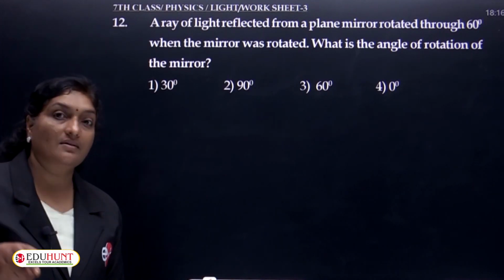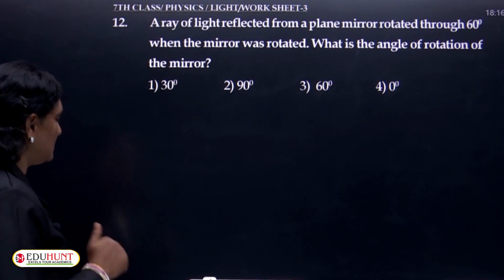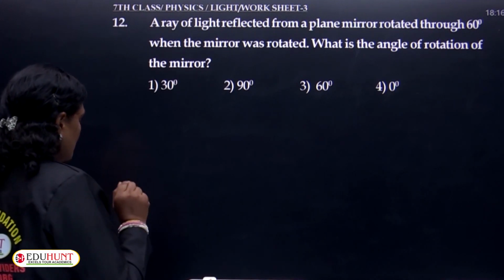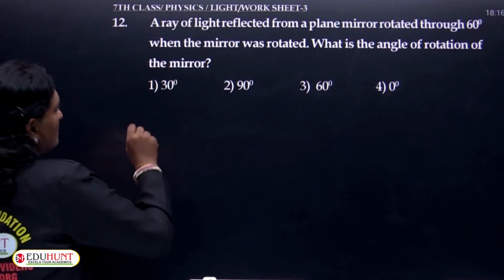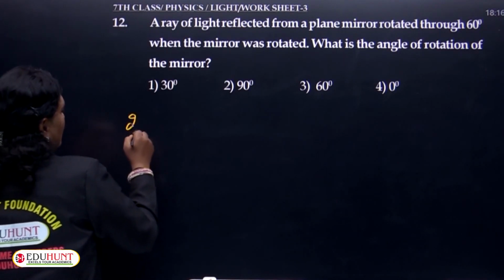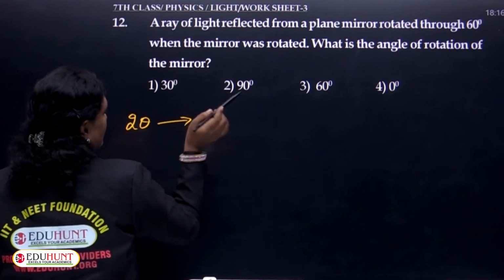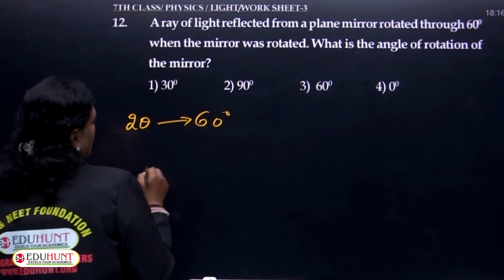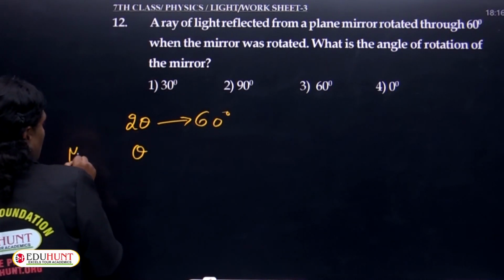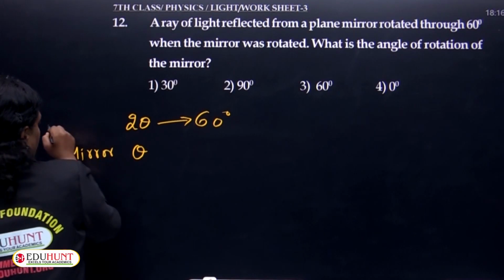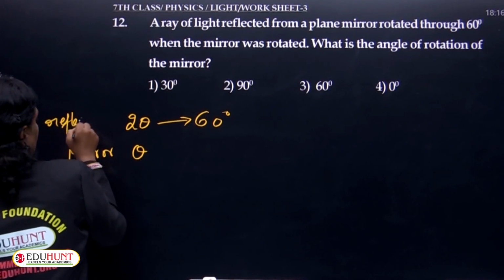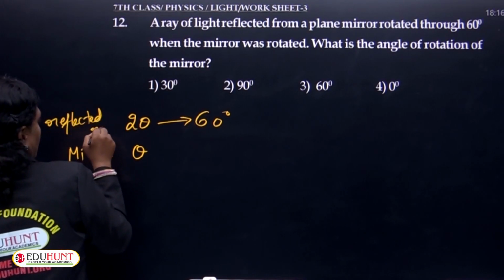Now, the reflected ray value is being given as 60 degrees. So, you are asked to find how much rotation. So, clearly the reflected ray, that is 2 theta, is given as 60 degrees. So, mirror rotation, this is all about your reflected ray.